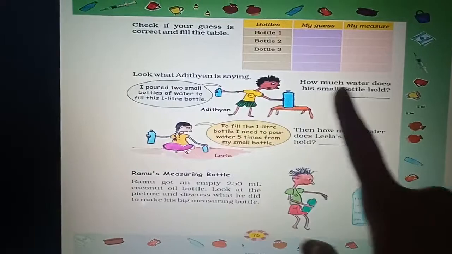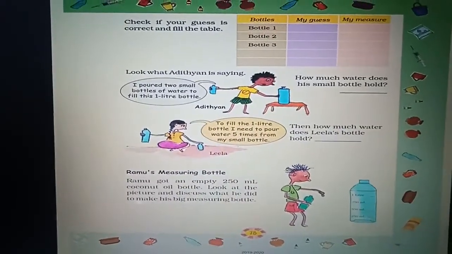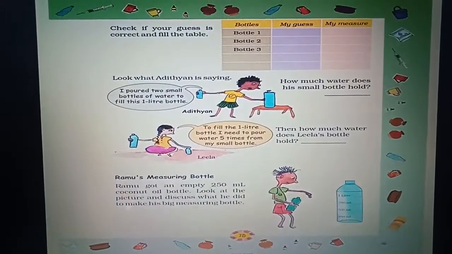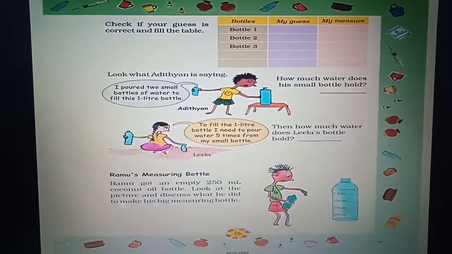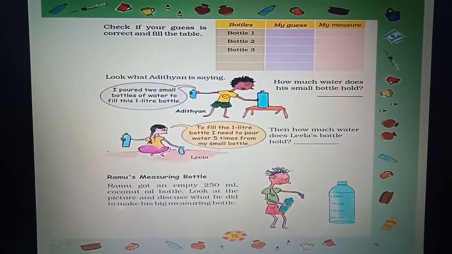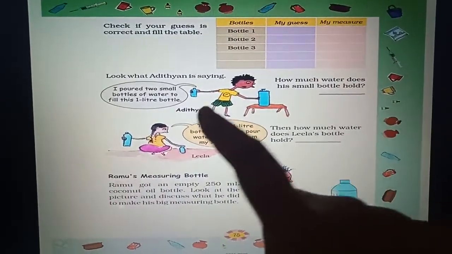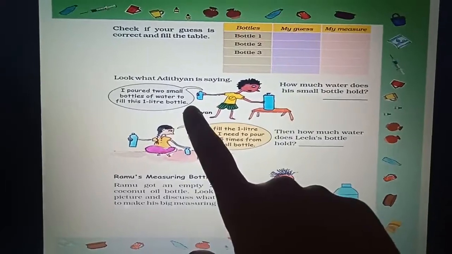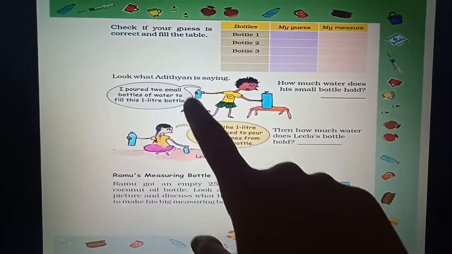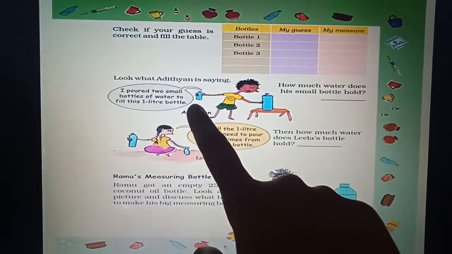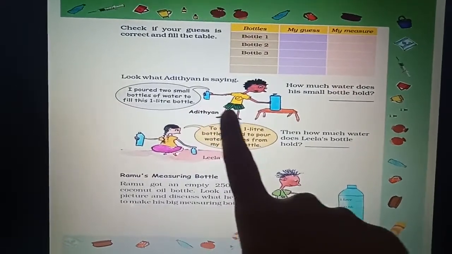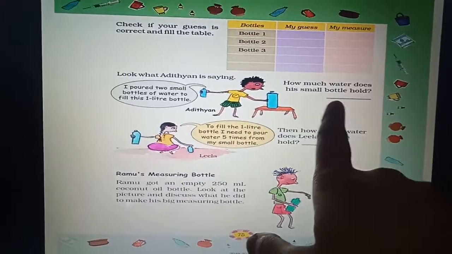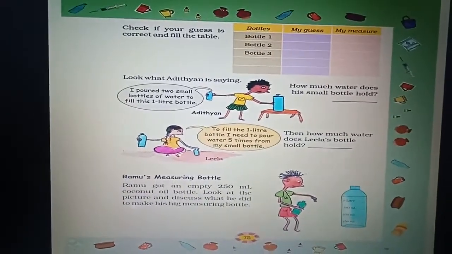Now we will come to these questions. Look at what Adityan is saying. I poured small bottles of water to fill this 1 liter bottle. So he poured 2 bottles of these small bottles. Okay, 2 bottles of water from the small bottles to fill this 1 liter bottle. How much water does his small bottle hold?